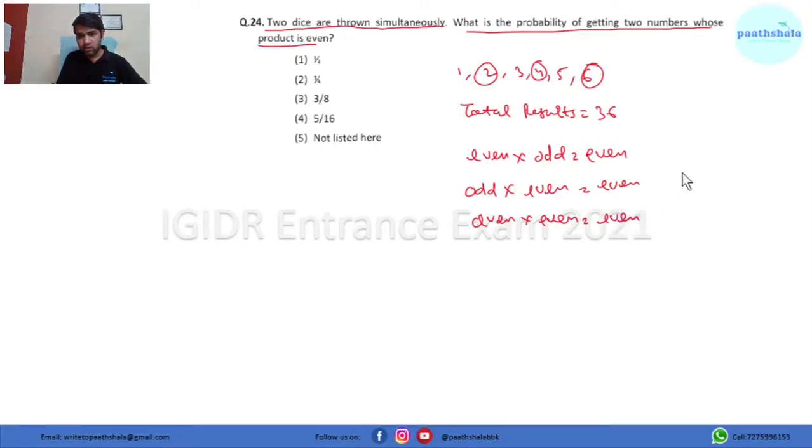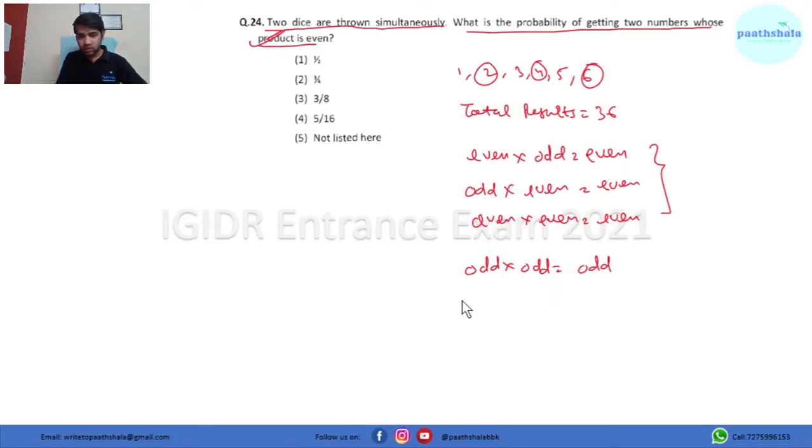So these are the three cases possible. Counting numbers on two dice in these scenarios is slightly difficult. Instead, if we take the alternate approach, that is, if we find odd times odd, which will give us odd, and find the probability that the product is odd. After finding that probability, we can take the complementary event's probability, which will result in the required probability.